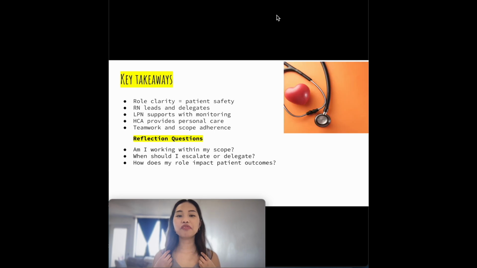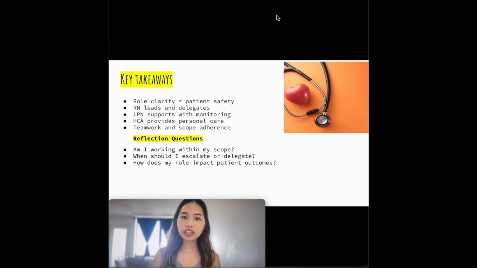And to finish off, key takeaways are knowing your role, knowing your scope of practice again, because that means patient safety and also your safety as well. The RN is the one leading and delegating, and the LPN is the one that's supporting and monitoring, and of course doing assessments as well. And the healthcare assistants provides personal care.